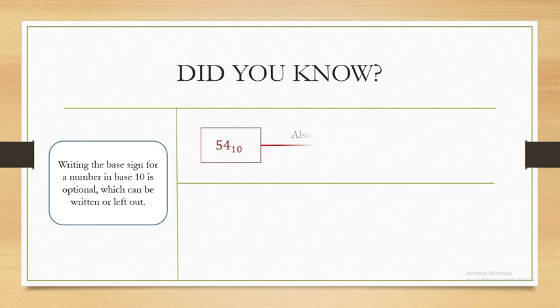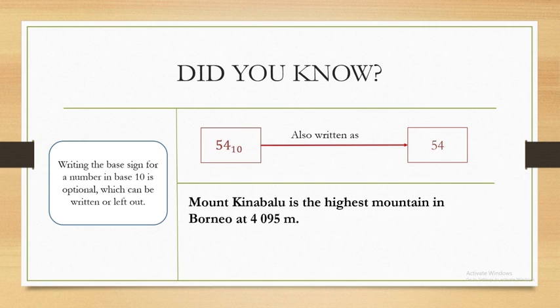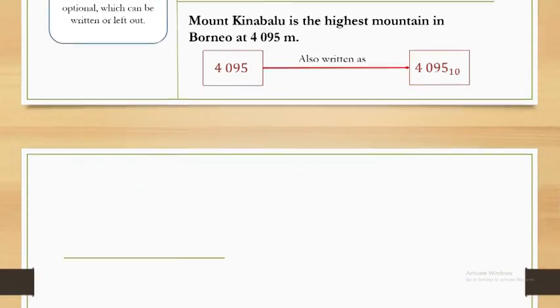Next. Did you know writing the base sign for a number in base 10 is optional, which can be written or left out? For example, 5 for base 10 can also be written as 5 base 10. Mount Kinabalu is the highest mountain in Borneo at 4095 meters. Also, 4095 can be written as 4095 base 10.